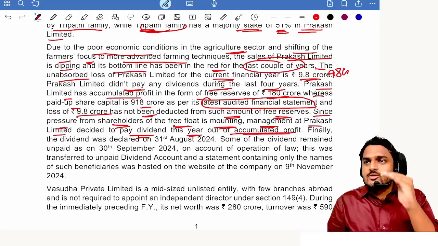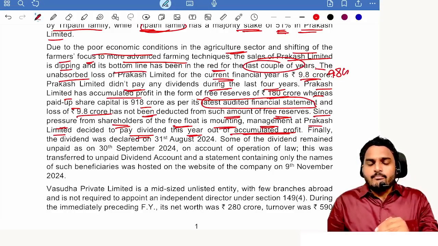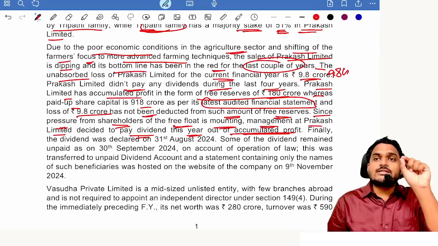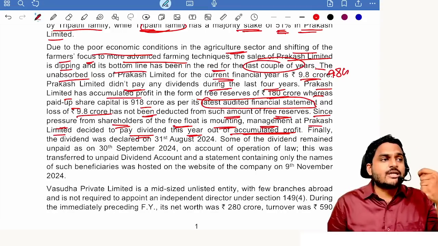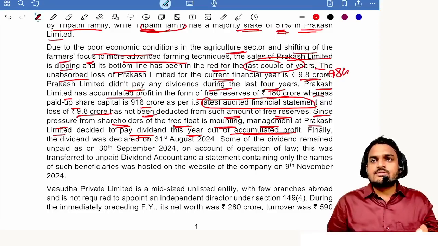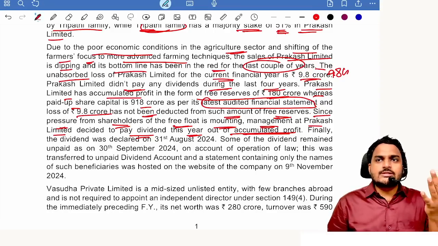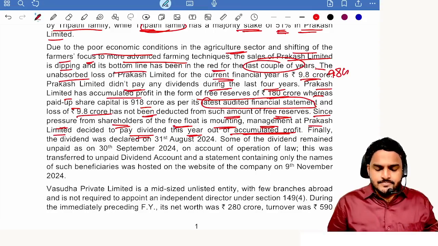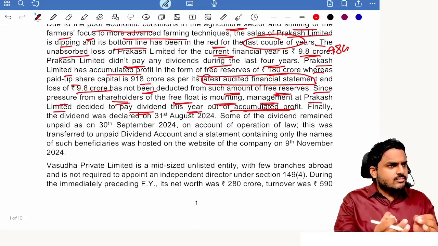If you didn't see those questions, by reading this paragraph you might have started solving the problem: how much amount the company is allowed to withdraw from free reserves. You will apply those 3 rules and calculate the amount, but in this question that is not there. So up to here, it is not at all relevant.